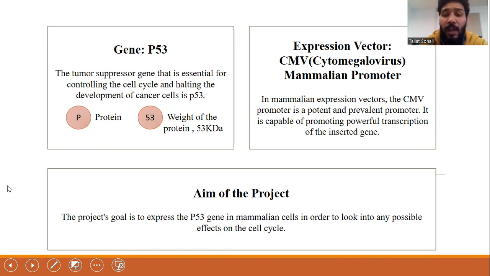It is a potent and prevalent promoter, and it is capable of promoting powerful transcription of the inserted genes. The aim of this project is clearly stated in the topic: I wish to express the P53 gene in mammalian cells in order to look into any possible effects on the cell cycle.